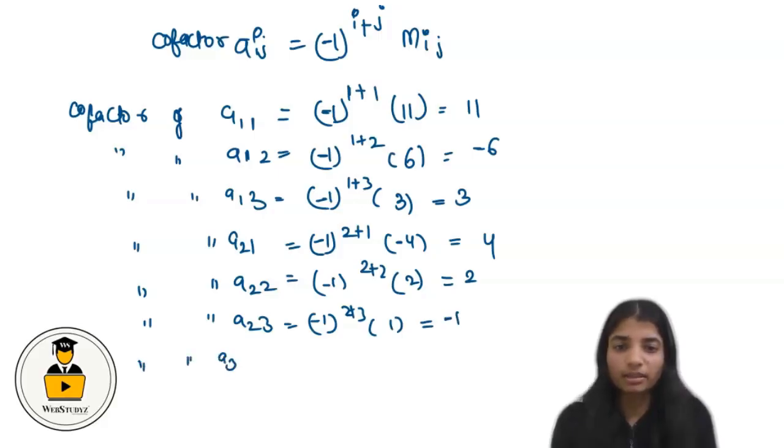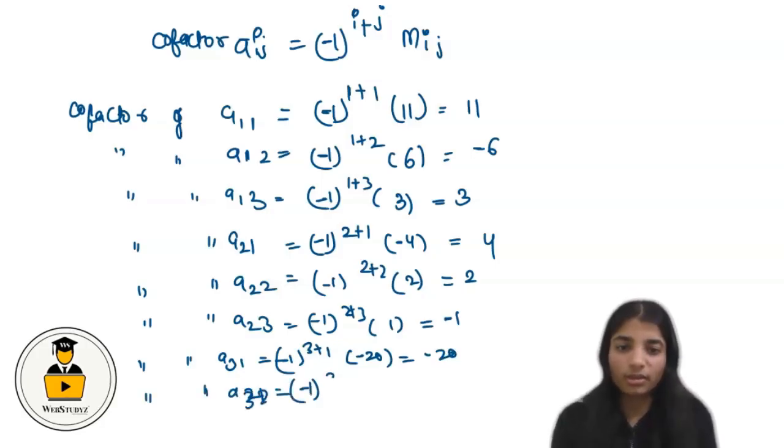Cofactor of A31 is equals to minus 1 raised to the power 3 plus 1 multiplied by its minor. Its minor is minus 20. So minus 1 raised to the power 4 is plus 1 multiplied by minus 20 is minus 20. Cofactor of A32 is equals to minus 1 raised to the power 3 plus 2 multiplied by its minor, that is minus 13. So minus 1 raised to the power 5 is minus 1. Minus 1 multiplied by the minus 13 is plus 13.